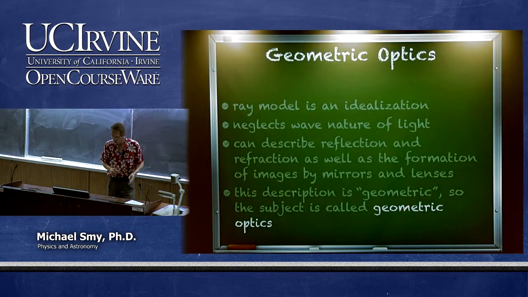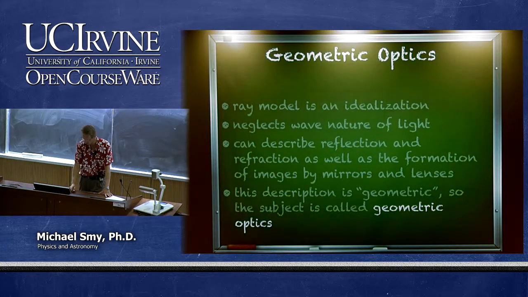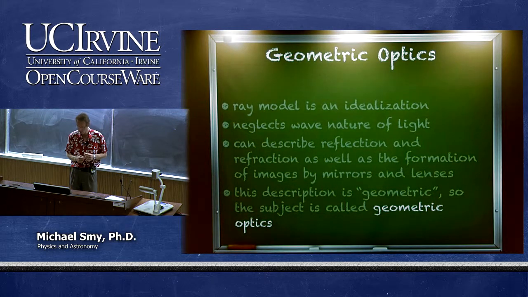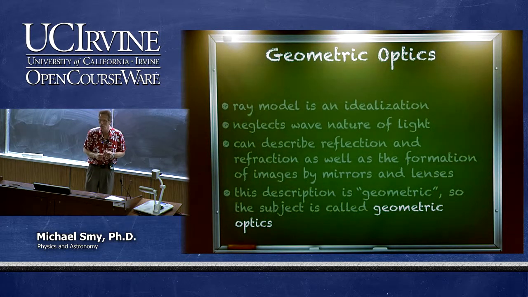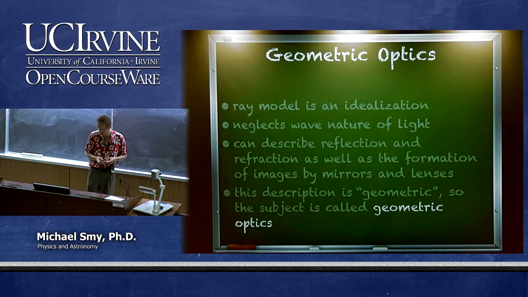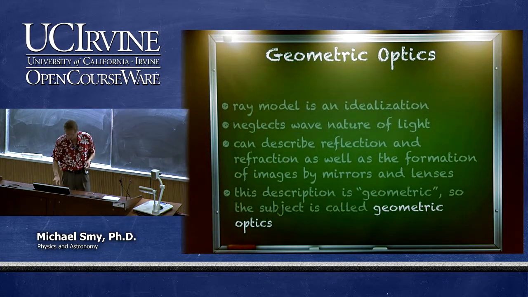Like any model, the ray model is an idealization, and we neglect the wave nature of light. However, we can describe reflections, refractions, as well as the formation of images by mirrors and lenses. And the description of this model is geometric, so the subject is often called geometric optics.